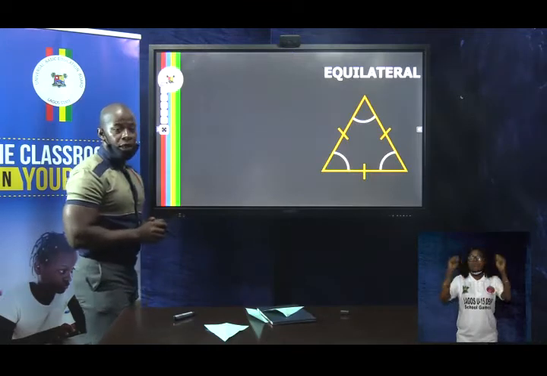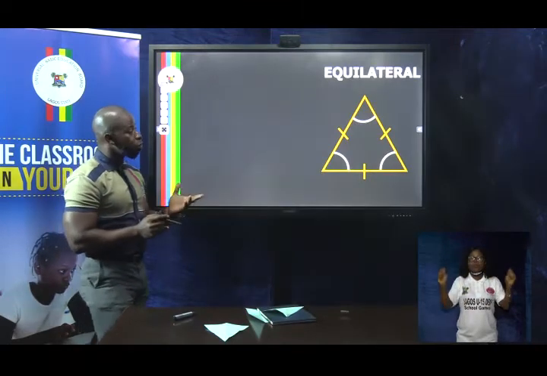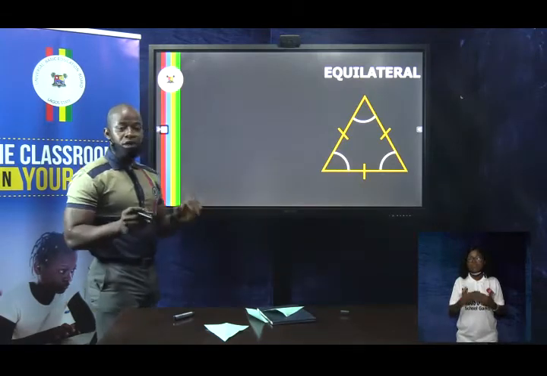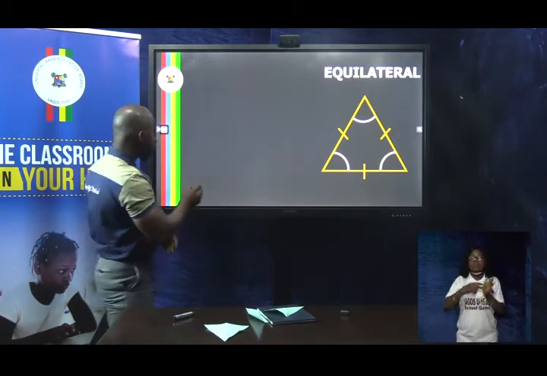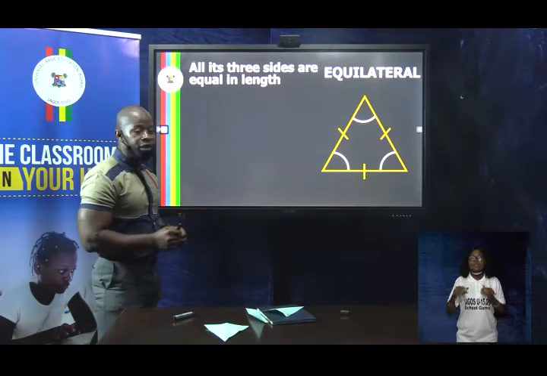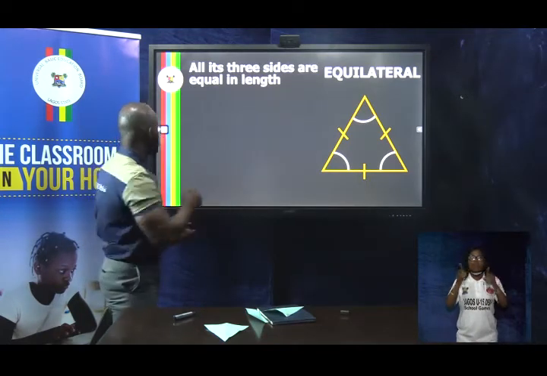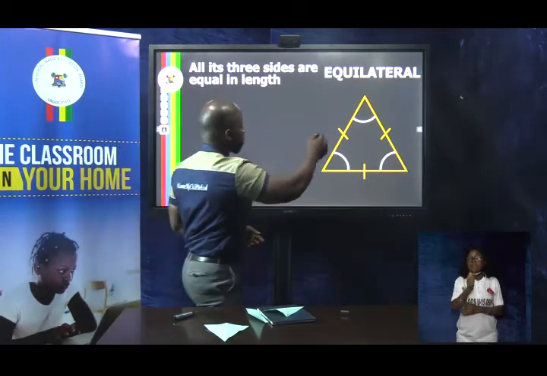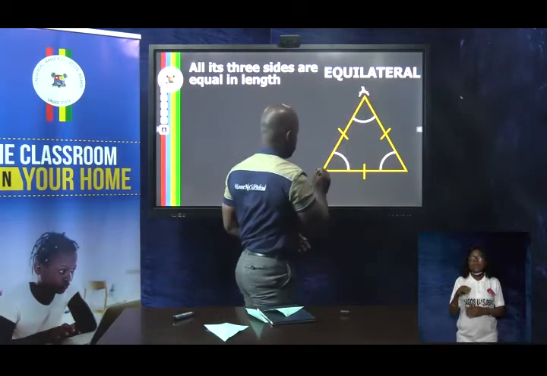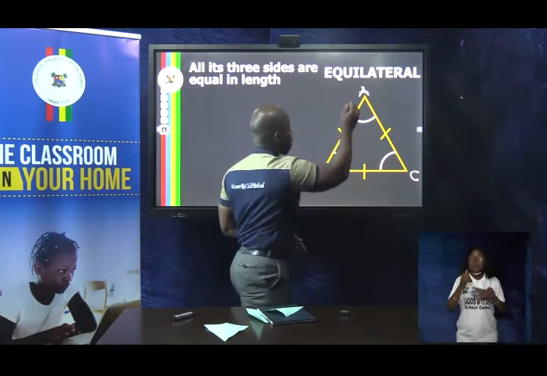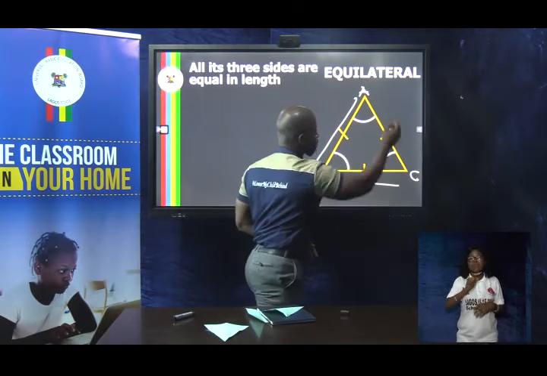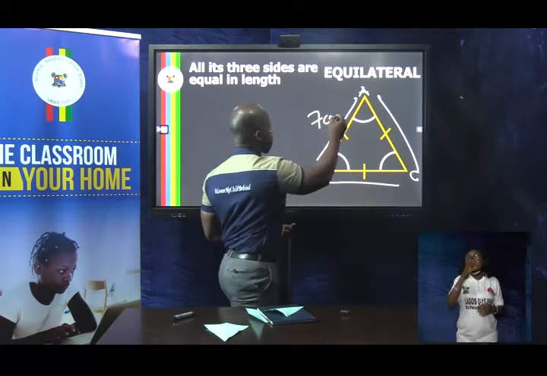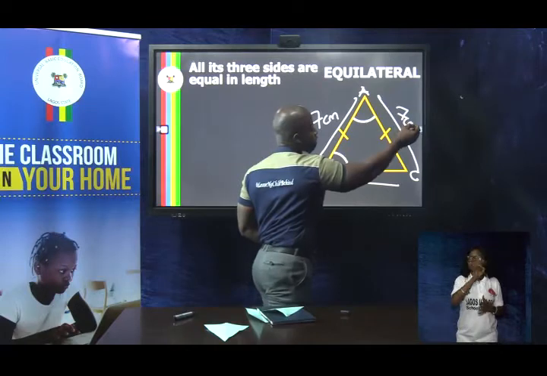Now this one, the equilateral triangle. The equilateral triangle is a very simple triangle to recognize. Equi means equal, lateral means side. So obviously, what that means is that all the sides are equal. So if this is triangle ABC, then AB is the same thing as BC, is the same thing as AC. So if this is 7 centimeters, for instance, then this will also be 7 centimeters, and this will also be 7 centimeters.